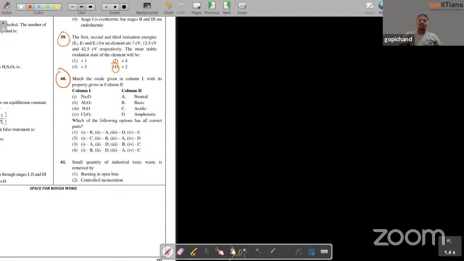What will happen from left to right? What will happen from top to bottom? Usually, most metals from 1A and 2A are basic in nature. Moving from left to right, the basic nature decreases and acidic nature increases. Down the group, basic nature increases and acidic nature decreases. And we know that Al2O3 is amphoteric; it can act as both acid and base. Remember CO, N2O, and NO.